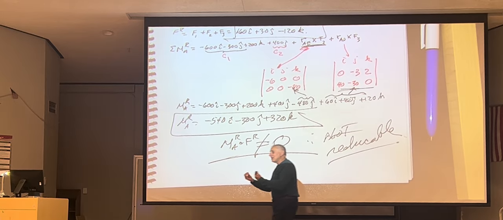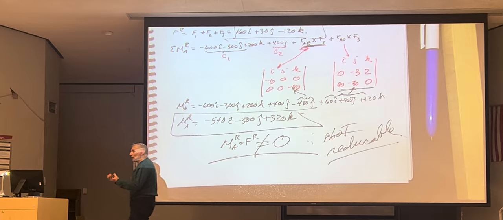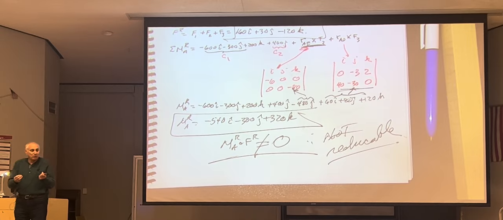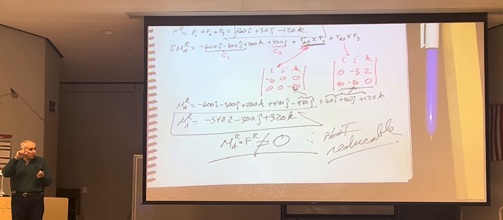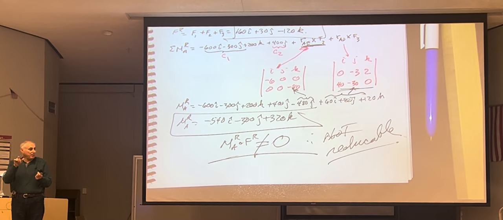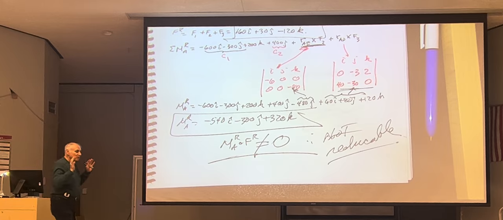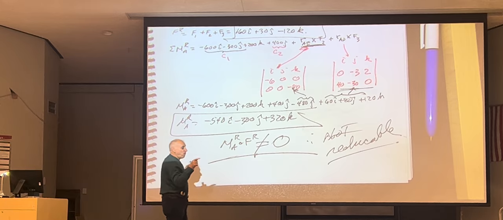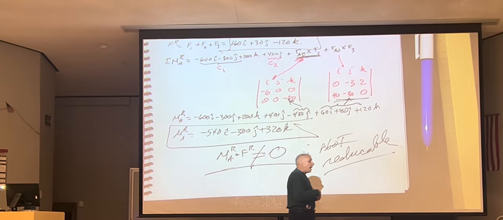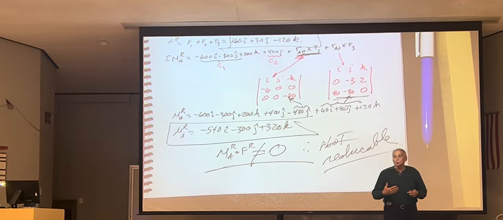So, subtlety came in because I made sure that C2 was the opposite of F1, which in your mind should have said, oh, RAB is the negative of RBA. I don't have to do a whole lot. F1 is creating the moment. Why? Because the line of action goes through the moment section.